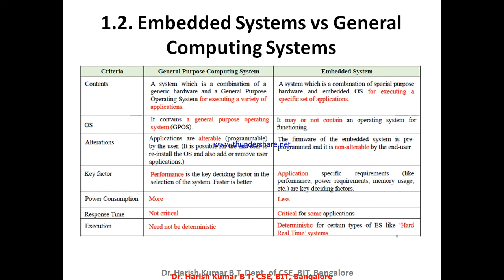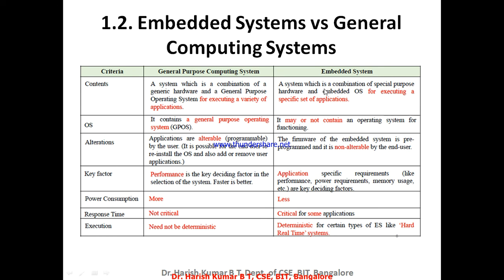Now when I say a general computing system, it has generic hardware configuration and a general purpose operating system like Windows, Linux, Mac, or Ubuntu, so they can execute a variety of applications with no restrictions. Any application which you give to them, they're able to execute.